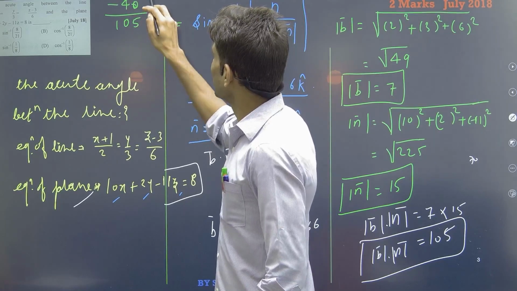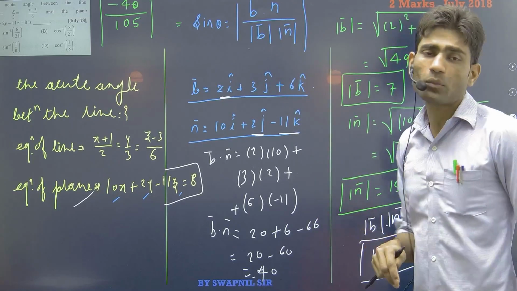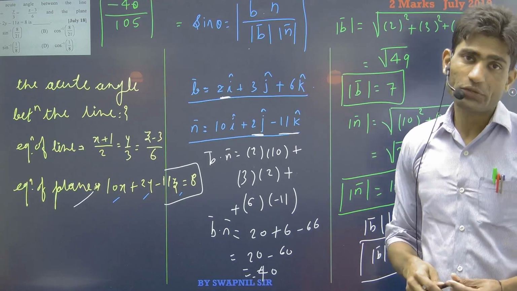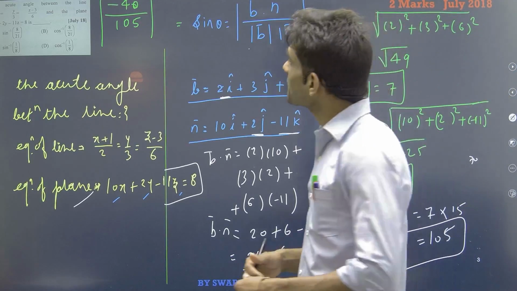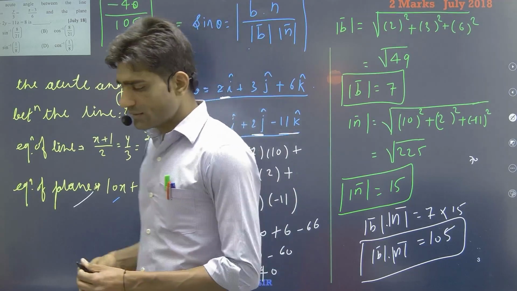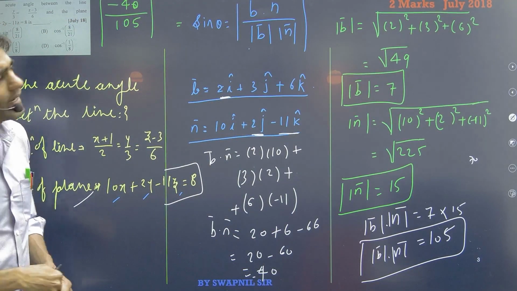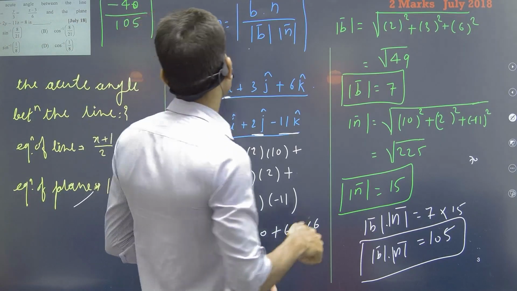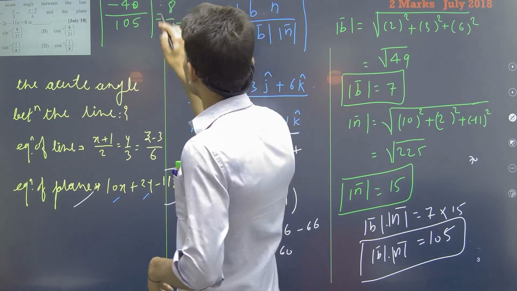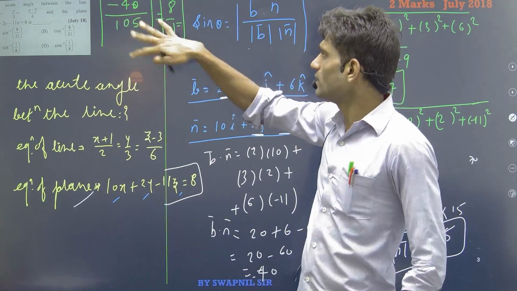Negative 40 divided by 105, and the entire bracket has a modulus here. That means our sine theta always gives us the positive value, that's why the modulus is there. Now divide by 5 so we get the simplified term. We divide by 5, so we get 8 by 21. If you want, just divide by 5 and we will get the required answer.